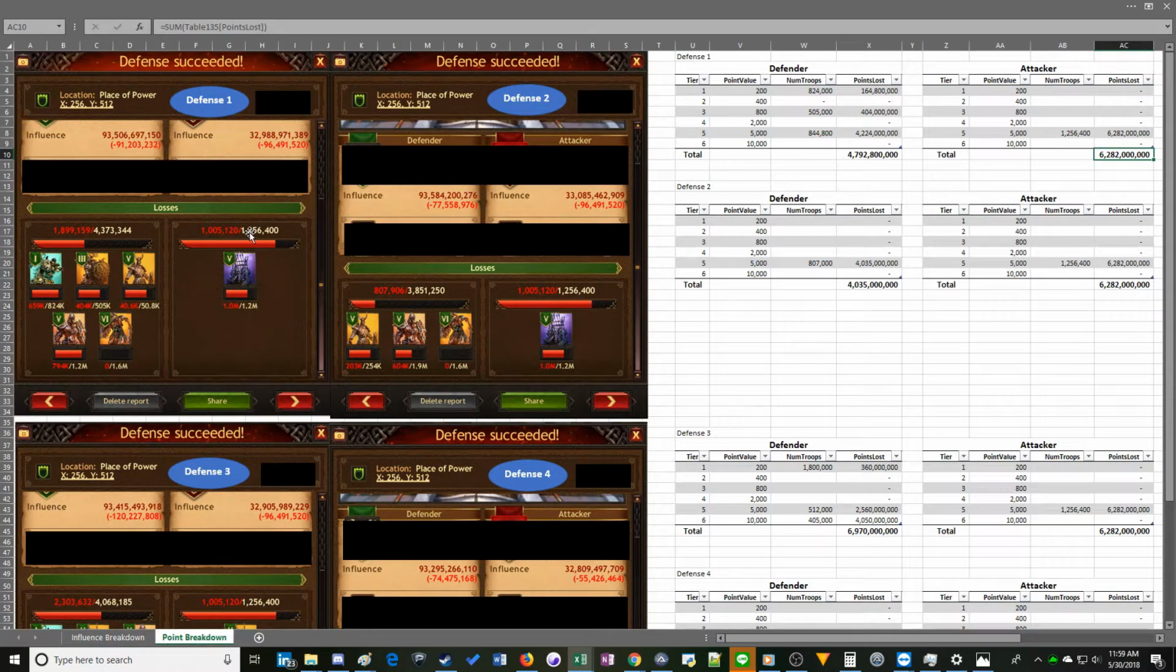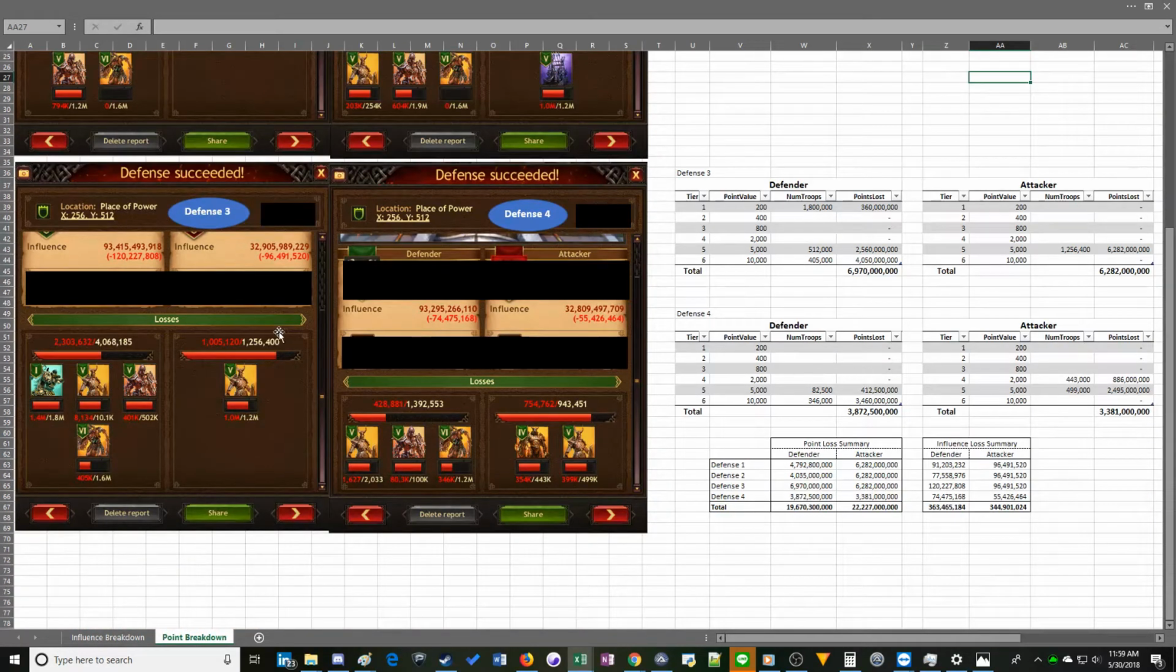And so yeah, they lost the 1.256 million for the tier 5. The whole thing counts, not just what's lost. So then we look at the second one, same deal. They lost over 50% more this time. Defense 3, this is the only one they came ahead on, even though they killed way more troops.